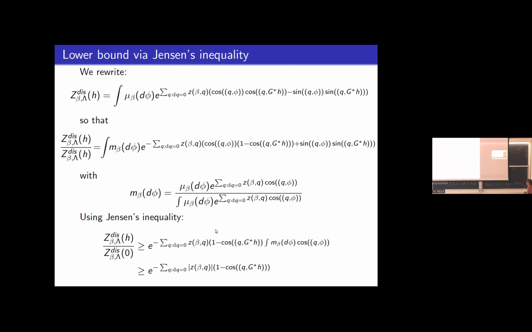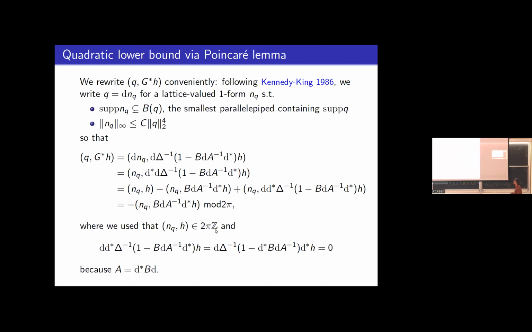Okay, first thing we want to do, for the purpose of a lower bound, is replace 1 minus cosine by a quadratic form in Q. This is fine. The most naive thing would be to replace this by QG star H squared. But this is not very good because QG star H is not typically small. I want essentially to replace this by this modulo 2 pi, choosing the modulo 2 pi in an appropriate way so that the resulting thing is small. So for this purpose, we need to appeal to a version of Poincaré lemma due, in the form we used it, to Kennedy and King.